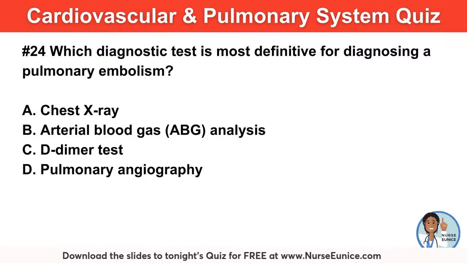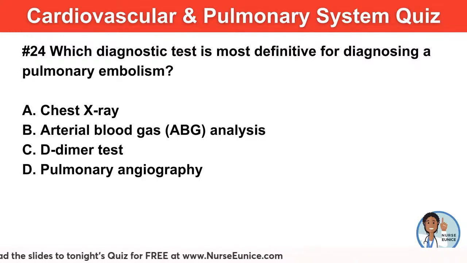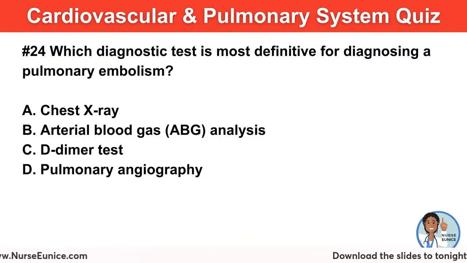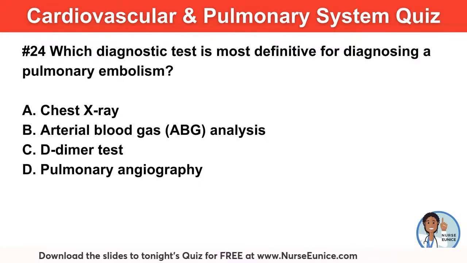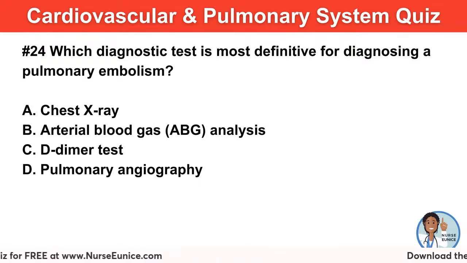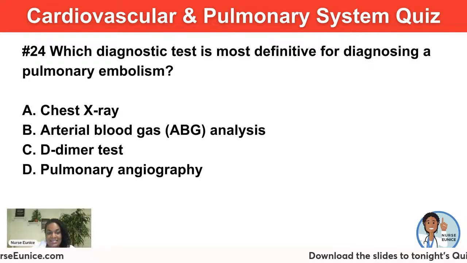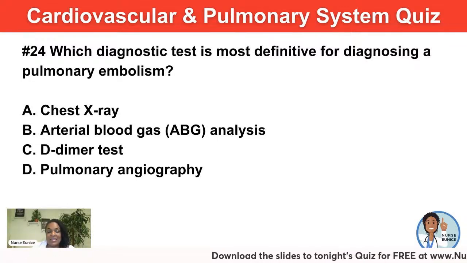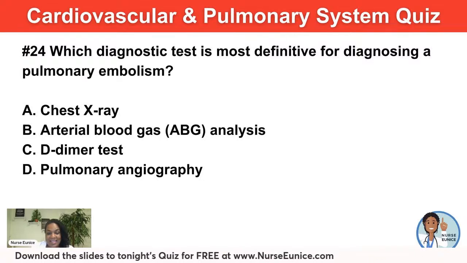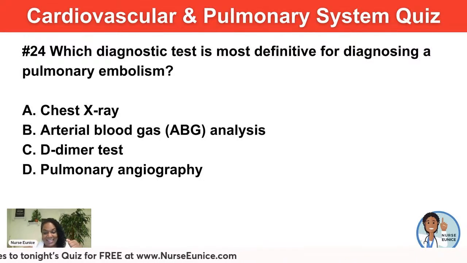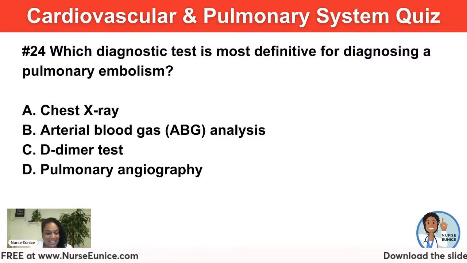Number 24, which diagnostic test is most definitive for diagnosing a pulmonary embolism? Chest x-ray, arterial blood gas or ABG, D-dimer test, or pulmonary angiography. We want to definitively diagnose whether or not someone has a blood clot in their lungs. Jackie, Chrissy, Alexis?